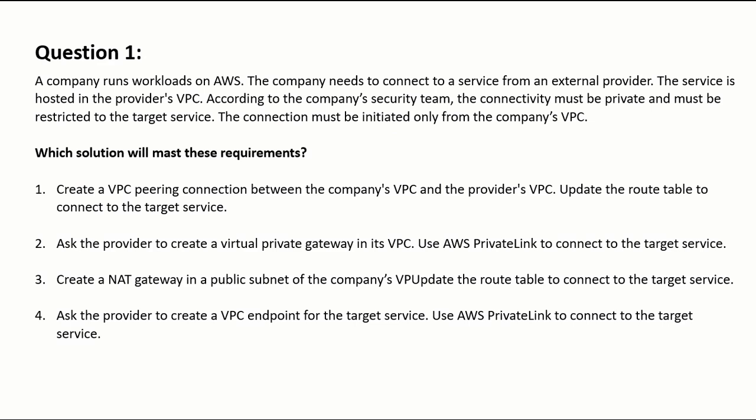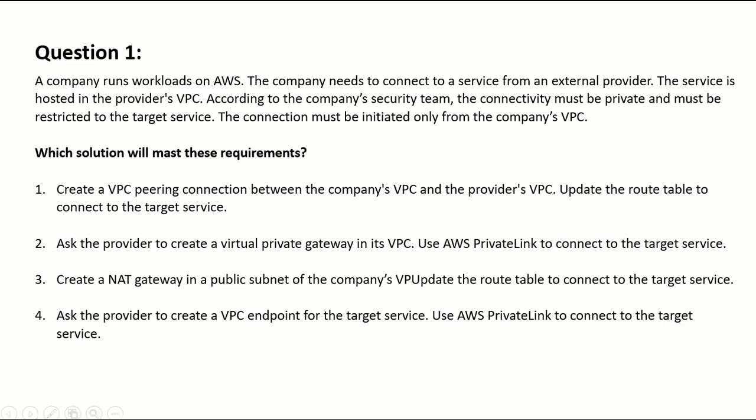Question one says: a company runs workloads on AWS. The company needs to connect to a service from an external provider. The service is hosted in the provider's VPC. According to the company's security team, the connectivity must be private and must be restricted to the target service. The connection must be initiated only from the company's VPC, virtual private cloud. Which solution will meet this requirement?